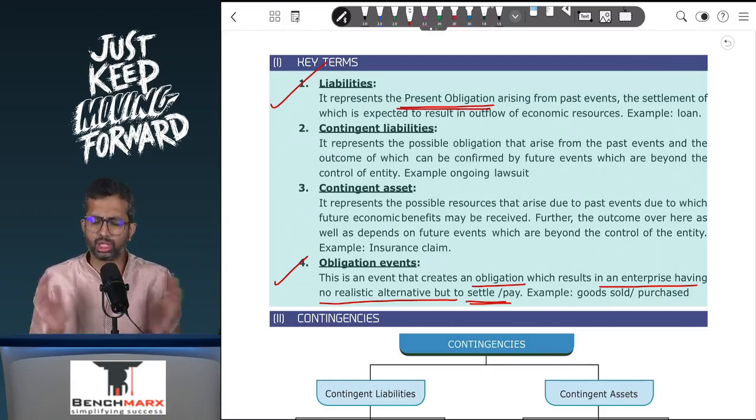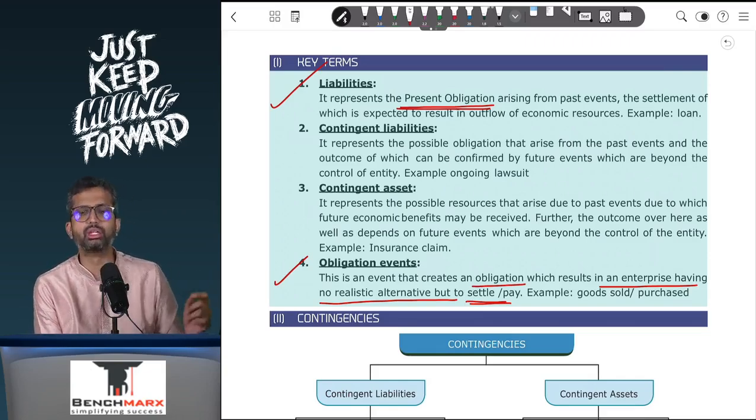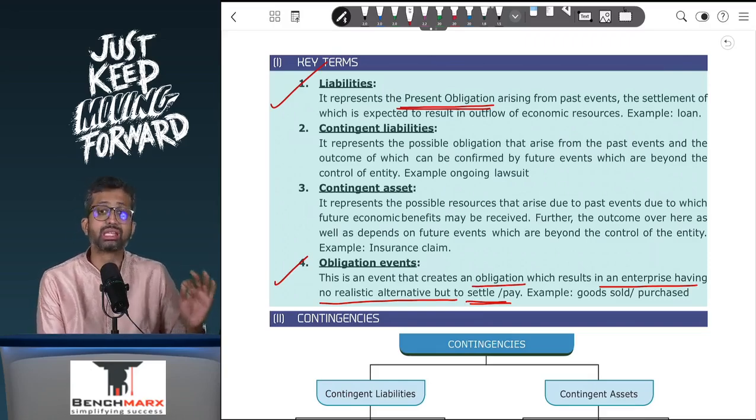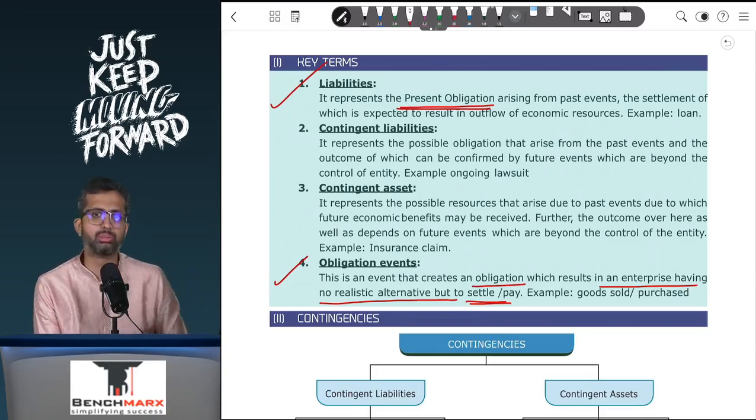So when does a provision get created? If there's a present obligation where there is uncertainty in the amount or the timing, you can create a provision. Or there may be certain cases where there are contingencies. Now, contingencies can be contingent liabilities or there can be contingent assets.